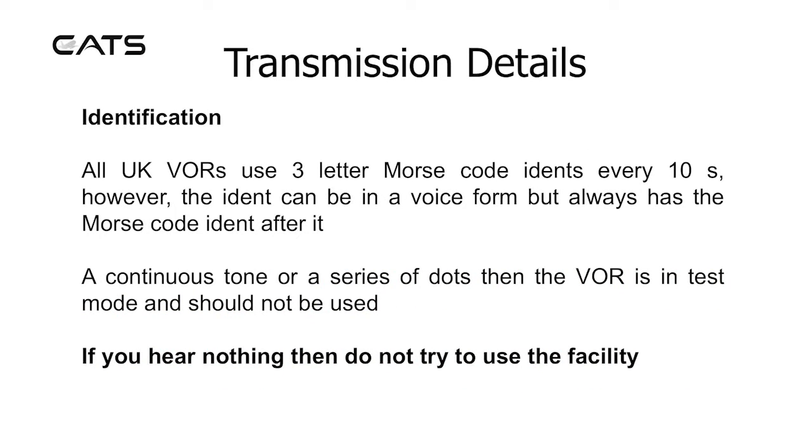Identification. All UK VORs use 3-letter Morse code idents every 10 seconds. However, the ident can be in a voice form, but always has the Morse code ident after it. A continuous tone or a series of dots indicate that the VOR is in test mode and should not be used. If you hear nothing, then do not try to use the facility.